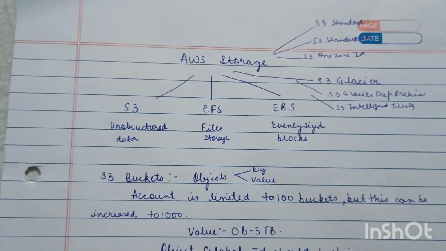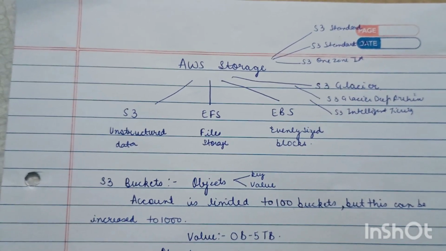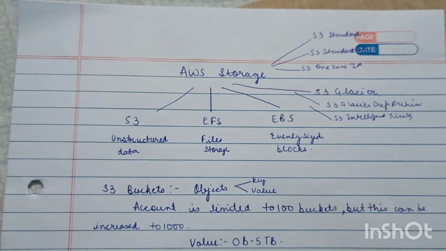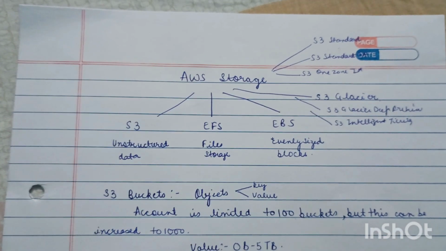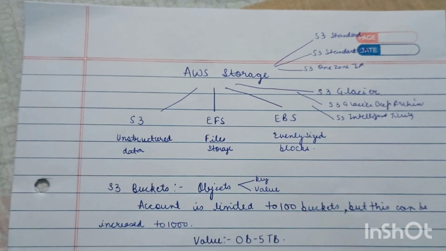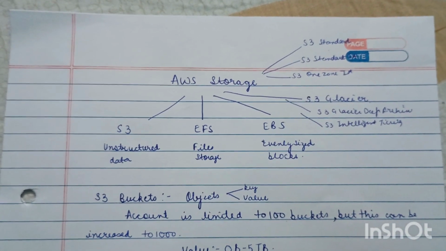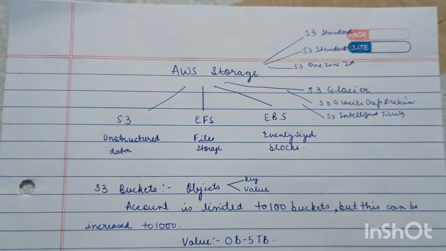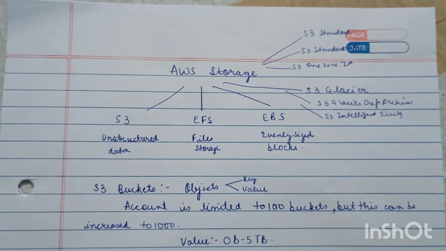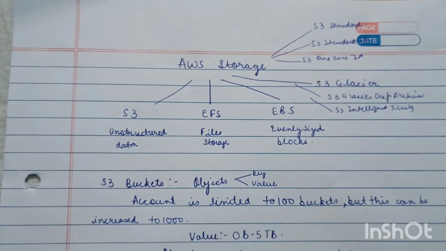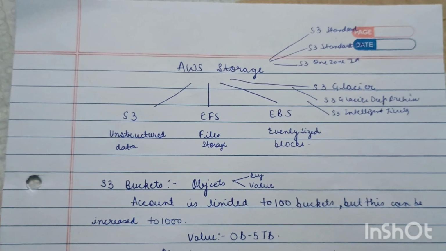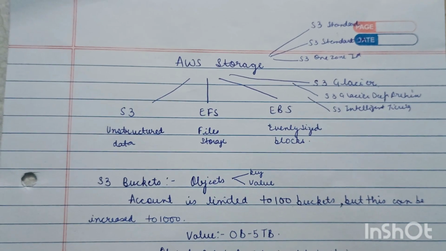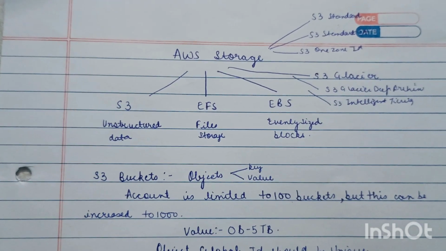S3 Intelligent-Tiering works like this: suppose the data is stored in S3 Glacier Deep Archive and we need it now. Moving it to S3 Standard or something is a very tedious process and we have to do it manually. So instead of that, AWS has introduced S3 Intelligent-Tiering. If it sees that the data stored in S3 Glacier Deep Archive is now being accessed, it will itself move that data to an upper tier. In this way it changes the tiers, which is why it is called S3 Intelligent-Tiering.